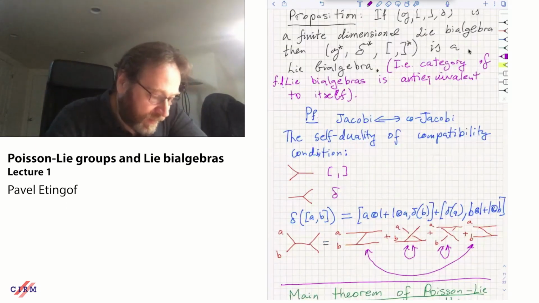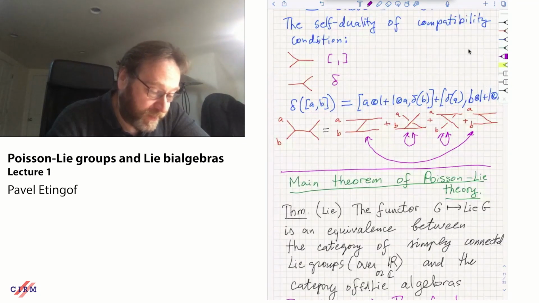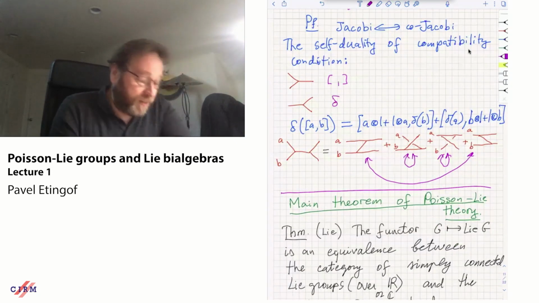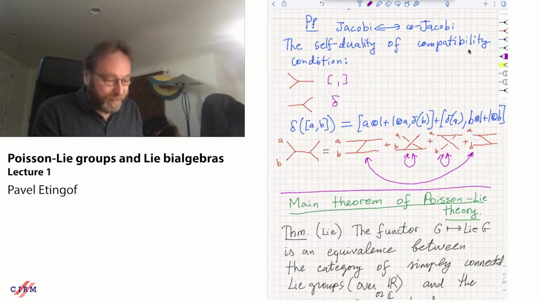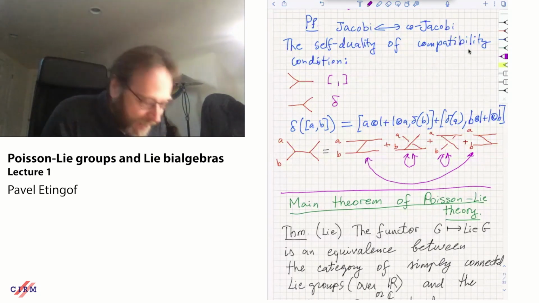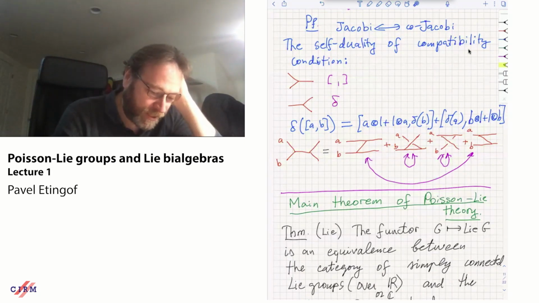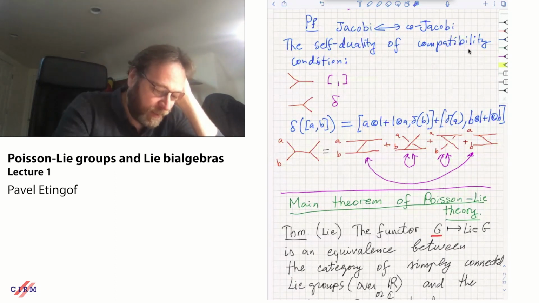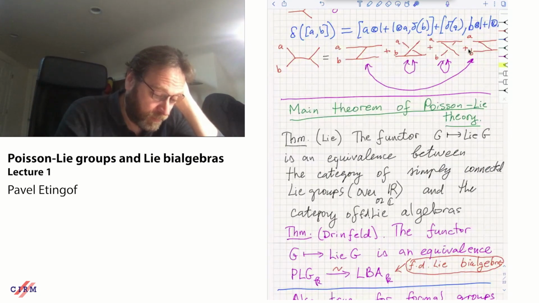Okay. So now I want to talk about the main theorem of Poisson-Lie theory. Like I mentioned already, there is this great theorem of Sophus Lie, which I formulate in modern language. Of course, Sophus Lie did not have a notion of categories, but now the theorem is formulated in the following way. The functor attaching a Lie algebra to a Lie group is an equivalence between the category of simply connected real or complex Lie groups and the category of finite dimensional Lie algebras over the same fields.